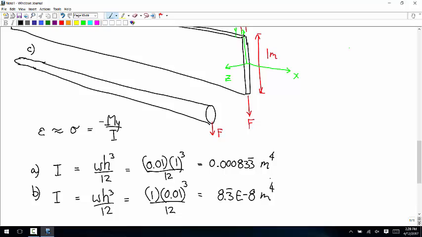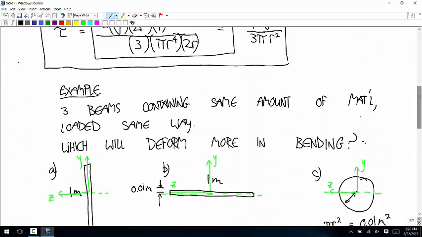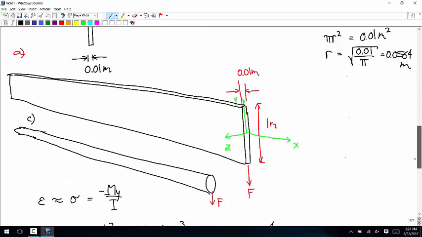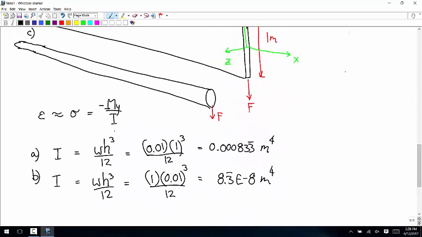So which one of those is going to deform more? Right, the one with the lower area moment of inertia deforms more, and the reason is that I appears in the denominator.